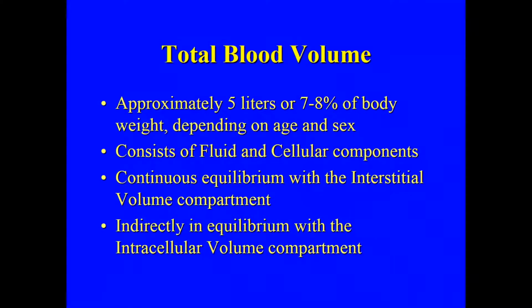The total blood volume, referred to in the previous slide, makes up about 7 to 8% of body weight, depending on age and gender. This consists of both fluid and cellular components in continuous equilibrium with the interstitial fluid volume compartment. This is indirectly in equilibrium with the intracellular volume compartment, which is again highly regulated.